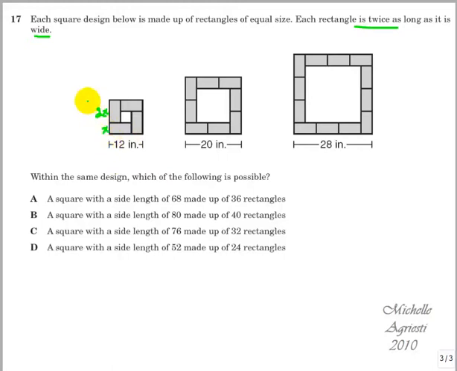So we know this is 12 because it's a square. So 2x and x is 3x, and it's equal to 12. So x must be 4. So each rectangle is 4 wide and 8 long.